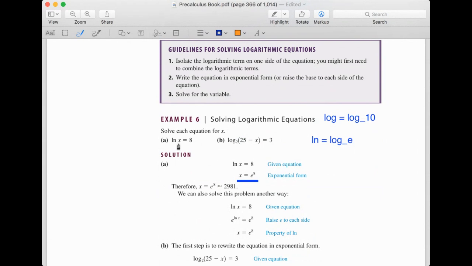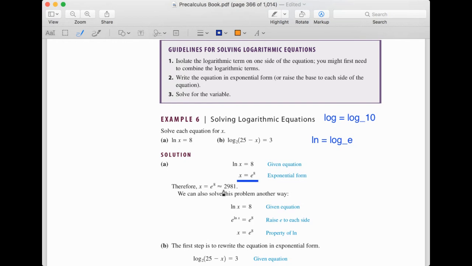Let's rewrite this. We write the base e raised to 8 equals x, so that way we can solve. x equals e raised to 8, the value inside the log equals the base e raised to 8. Now we just leave it like this. e is like pi, an irrational number, so we just leave this form. e raised to 8 is just a number.